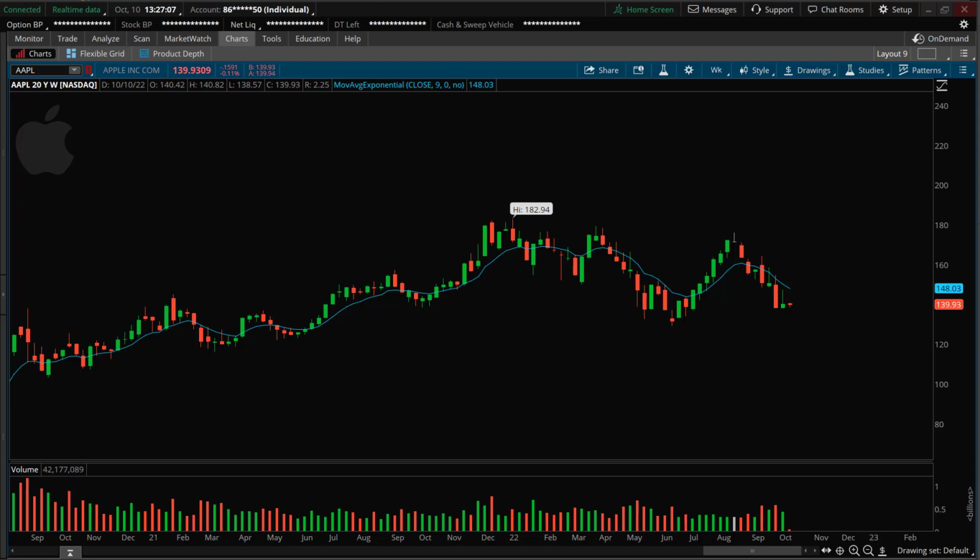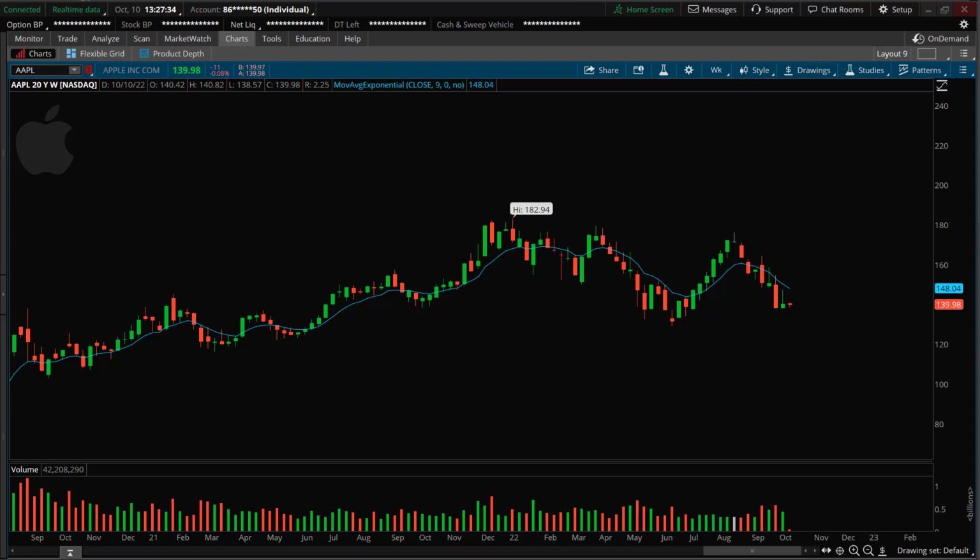Breakouts would be trading a breakout, and then back testing or retesting is letting that breakout form or happen, waiting for price to retest a previous support level or previous resistance level. Once you see confirmation, then you decide to get in. So that's what back testing is.